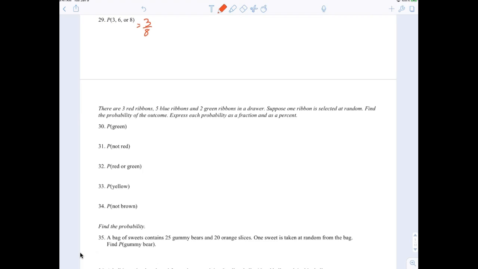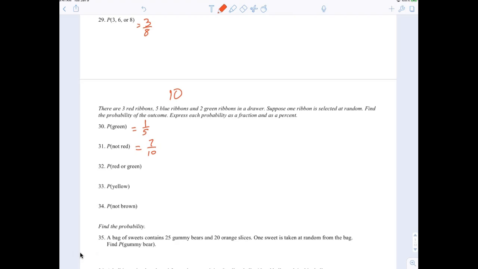Let's look at 30, 31, 32, 33, 34. Okay. Chloe, tell me about 30. Because there are how many greens? And how many altogether? Right. So if you take 2/10, you reduce that to what? 2/10. 1/5. All right, Thomas, if we're not red, good. All right.